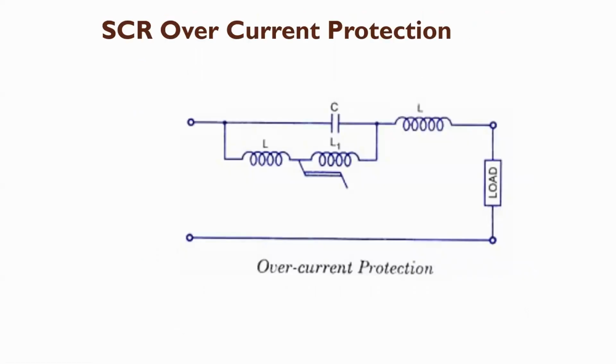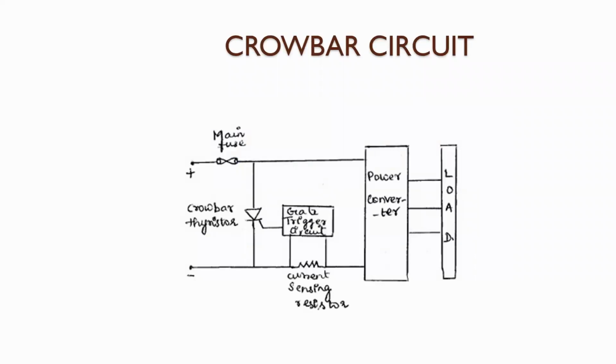So this is the circuit for overcurrent protection, showing how we can protect the SCR. This is normally the circuit used for protection of the SCR against overcurrent. This is a crowbar circuit. This is the SCR, and this is the fuse for overcurrent protection, and this is a gate triggering circuit where a current sensing resistor is used, and this is the power converter and the load. So this is actually a crowbar thyristor. It senses the current and operates the SCR accordingly. So this is also a circuit that can be used for the protection of the thyristor.